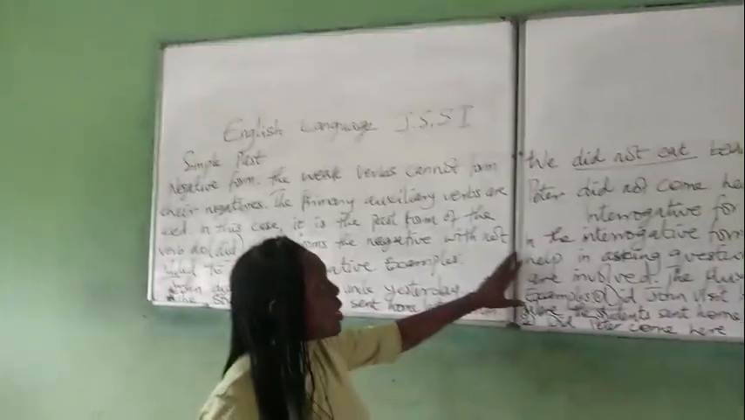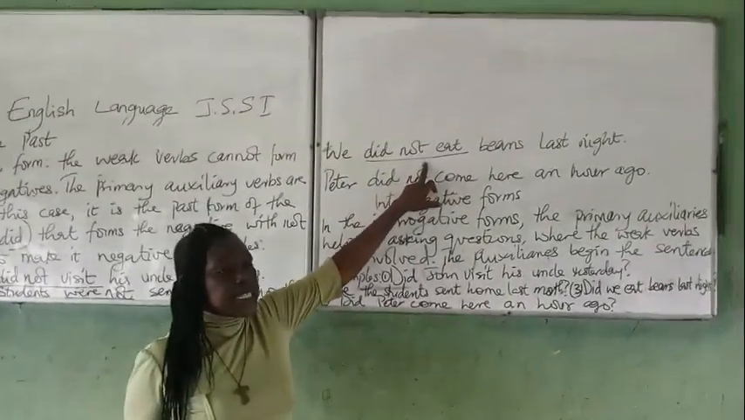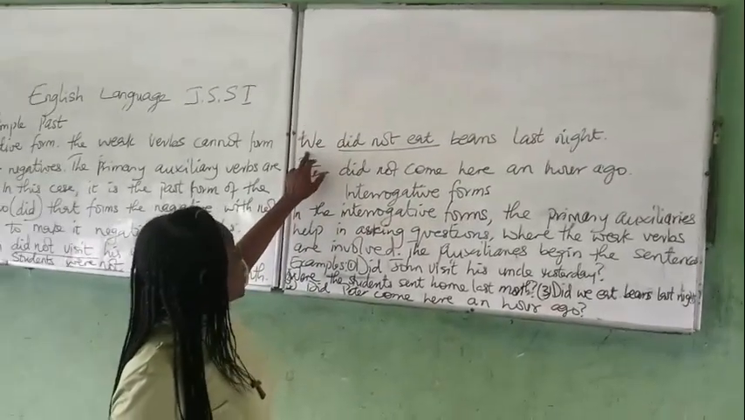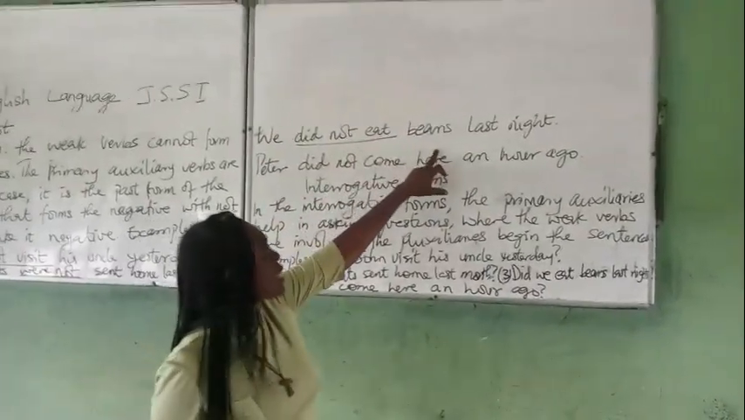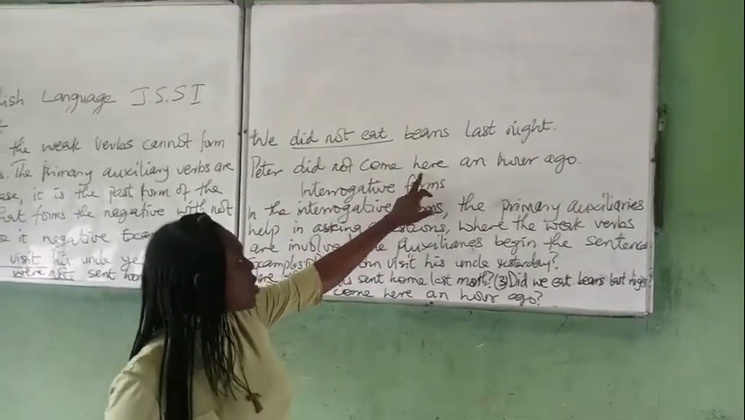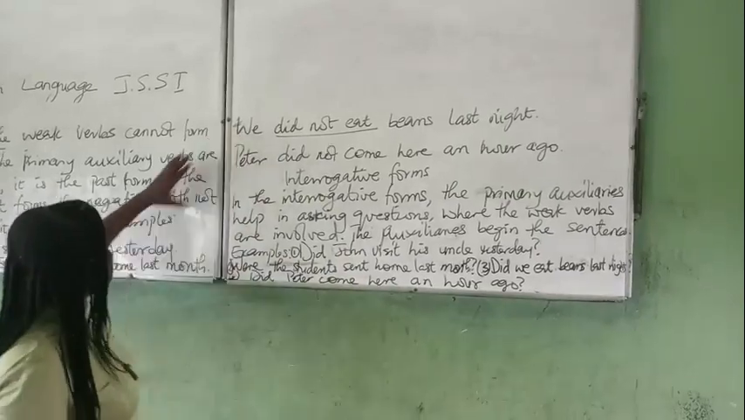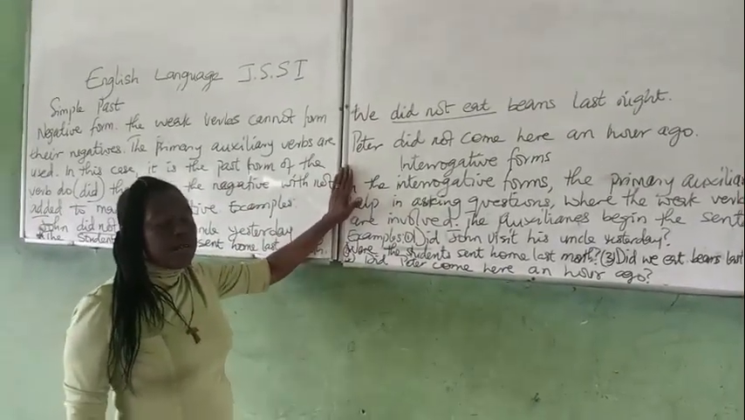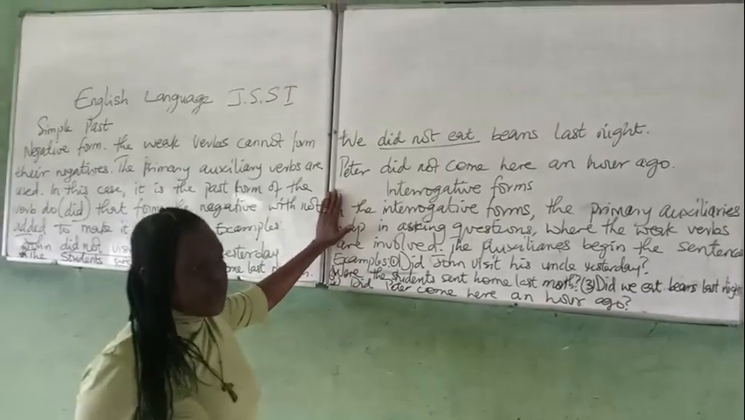So you look at this one again. Eat is in the family of weak verbs. That's why did has to help. So we have, we did not eat beans last night. Peter did not come here an hour ago. So we look at this negative form, compare it with the affirmative or the positive form.